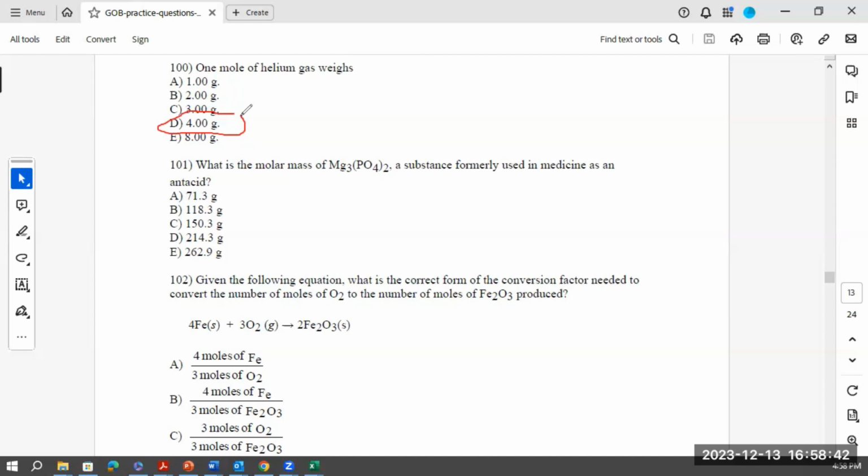Okay, let's see. The molar mass of magnesium phosphate, a substance formerly used in medicine as an antacid. So it's not formerly used. So how do we calculate the molar mass?